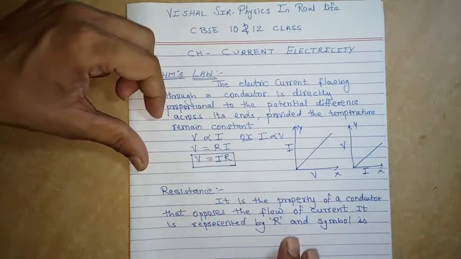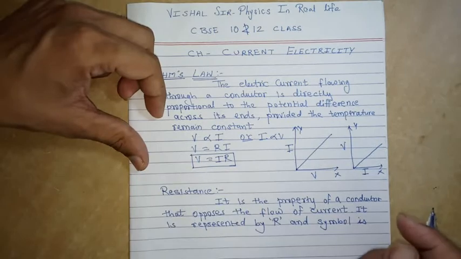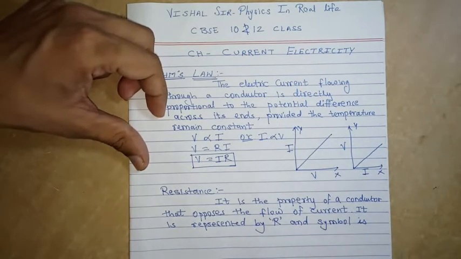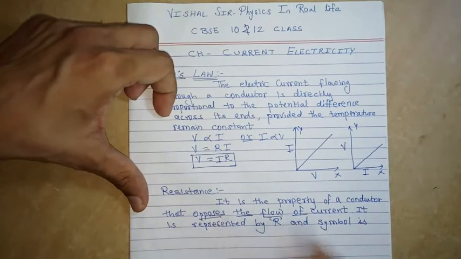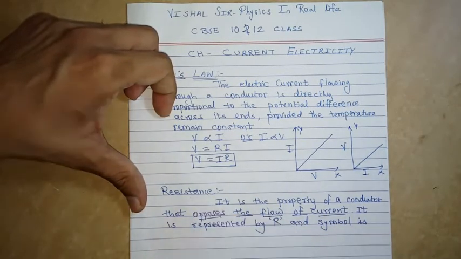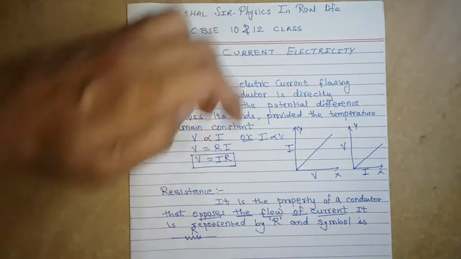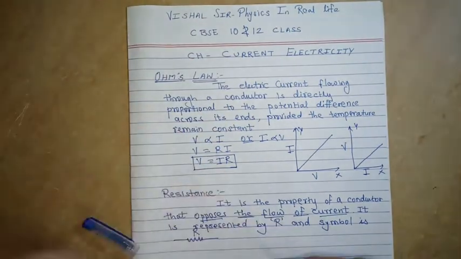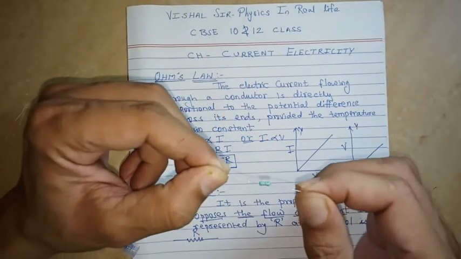Now what is resistance? It is the property of a conductor that opposes the flow of current. In any conductor, it opposes the flow of current. This is the most important point. That property is called resistance, and it is represented by capital R, and symbolically denoted like this. Practically, this is a resistance. Observe here, this is called a carbon resistance. It is also called a fixed value resistance.